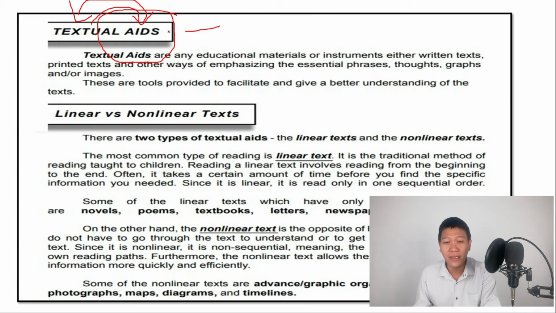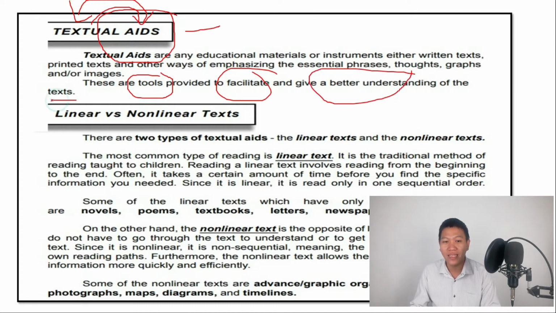Now, trying to read the definition given, textual aids are any educational materials or instruments, either written texts, printed texts, and other ways of emphasizing the essential phrases, thoughts, graphs, and or images. These are tools provided to facilitate and give better understanding of the texts. So I was correct. So when we say aid, it's like a tool that helps, that facilitates, or that provides a better understanding towards what? Towards texts. So sometimes if the text is quite long, it's very challenging on our part. So we might fail to comprehend it correctly or to understand it clearly.